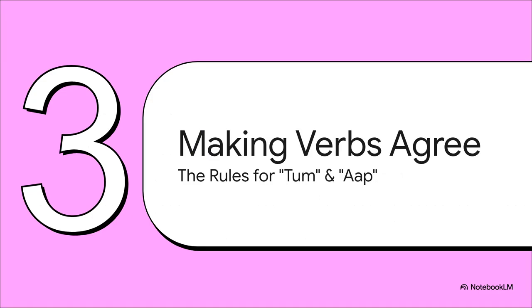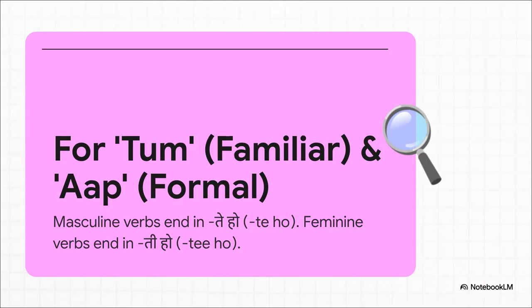Okay, let's move on to the familiar tum and the formal aap. And I've got some really good news for you here. The rules are actually about to get even simpler. So check this out, and this is the crucial point. Both tum and aap follow the exact same verb pattern. For masculine subjects, you add te to the verb root, and for feminine subjects, you add ti.